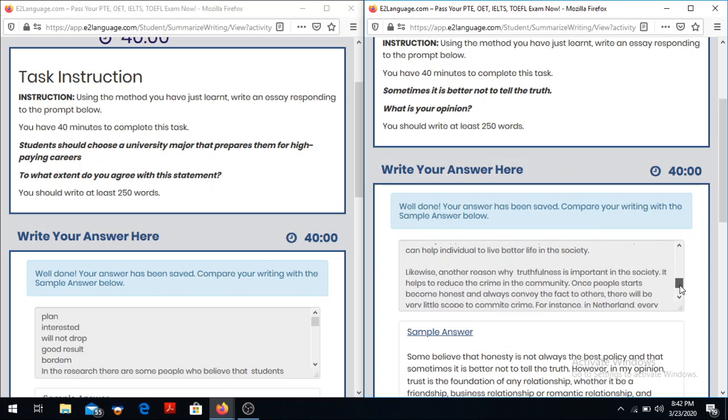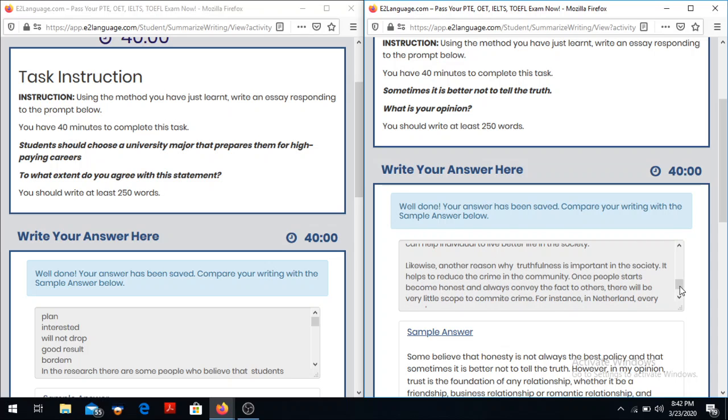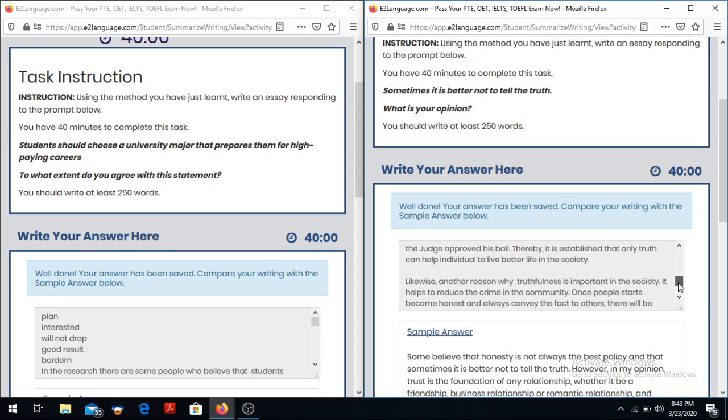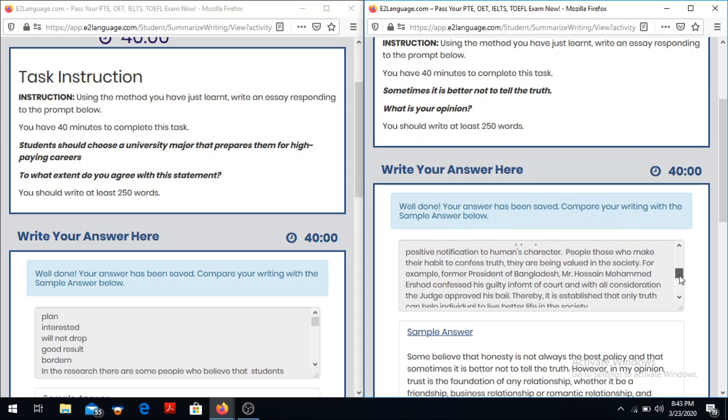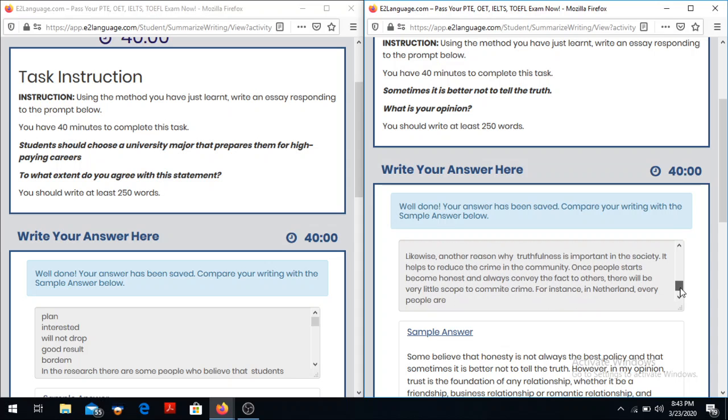So likewise, as we said, in the same pattern we are going here. On the left side I wrote furthermore, here I said likewise. Likewise, another reason why truthfulness is important in society. Here I said truthfulness, so I just changed the form of the word. Truthfulness is important in society. It helps to reduce crime in the community.